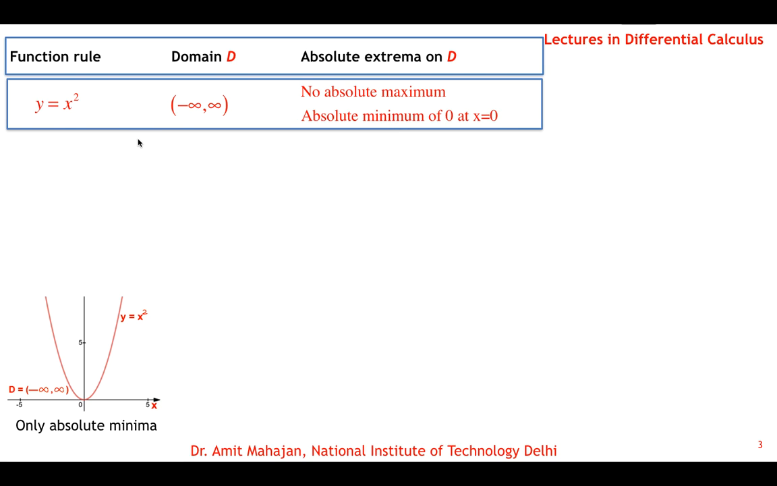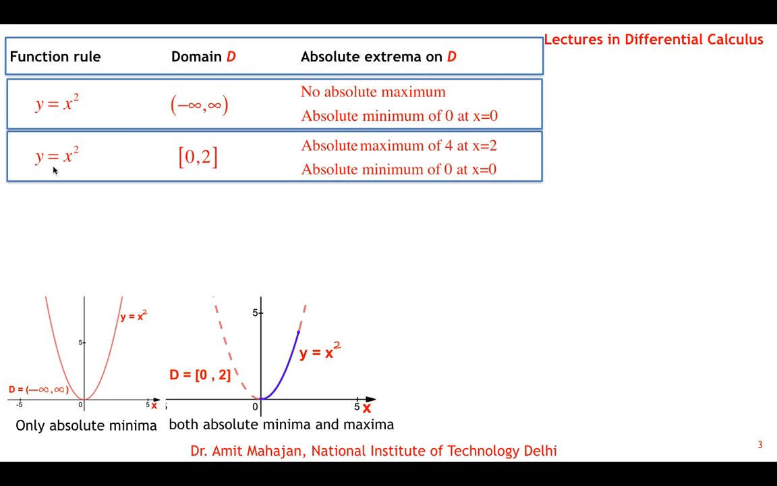Now see how the domain is important. If I keep this function rule, but I change the domain. Say for example the function is y is equal to x square and the domain is the closed interval 0 to 2. So the function is defined from 0 to 2, this curve y is equal to x square in blue, and the values at 0 and at 2 are also included. Then you can see that this point is the maximum value. At x is equal to 2, the y value 4 is the absolute maximum, and at x equal to 0, y equal to 0 is the absolute minimum. So this has both an absolute maximum as well as an absolute minimum.